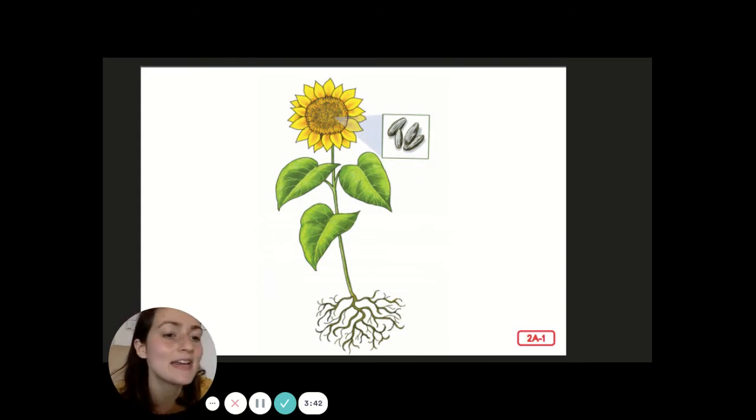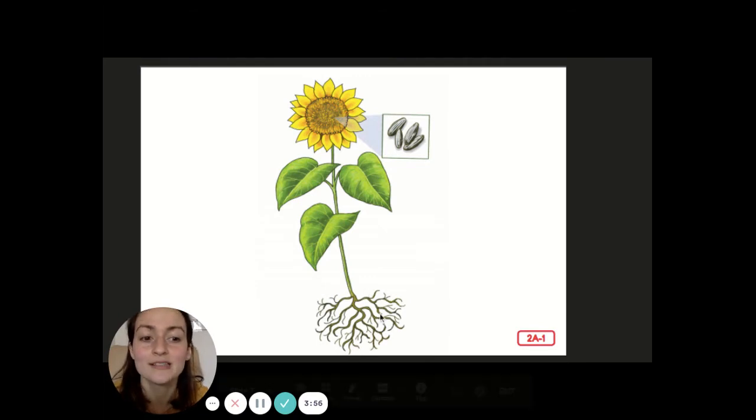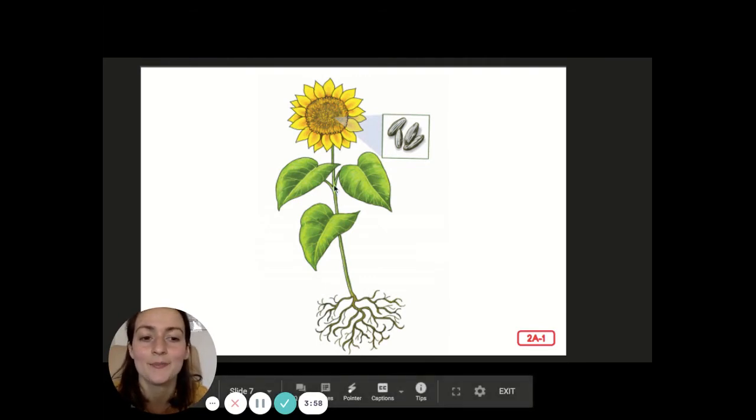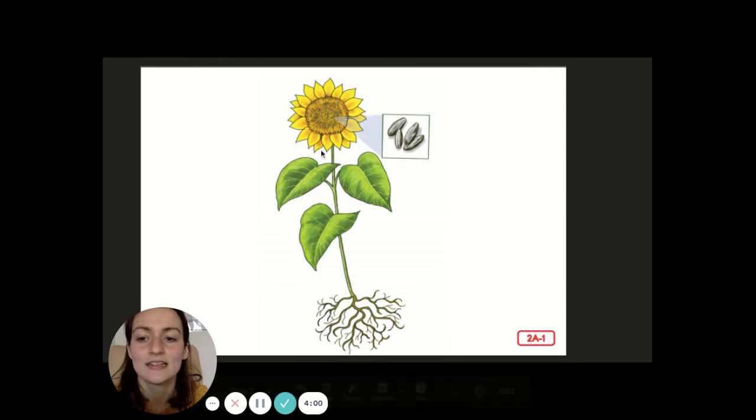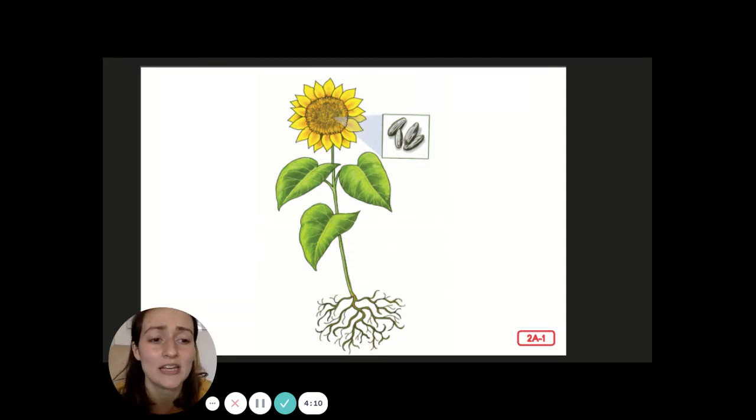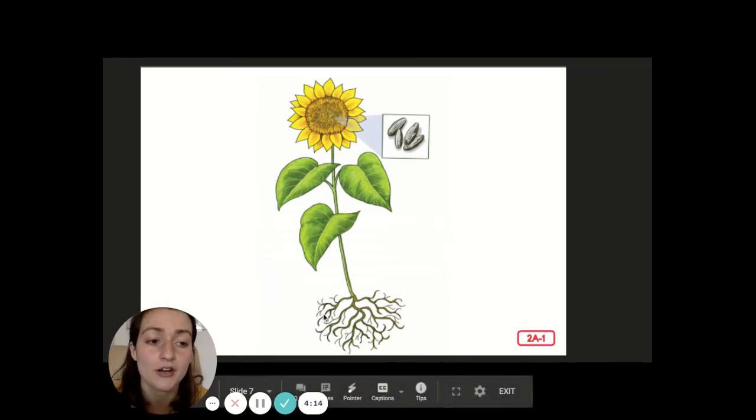Even though there are many, many different kinds of plants living in our world, all plants need nutrients or food, water, air, and light. And most plants have similar basic parts. The roots, the stem, the leaves, the flowers, and seeds. Okay, now let's take a look at the sunflower. The parts of the plant you see down here at the bottom are the roots. The roots of the plant are covered with soil.